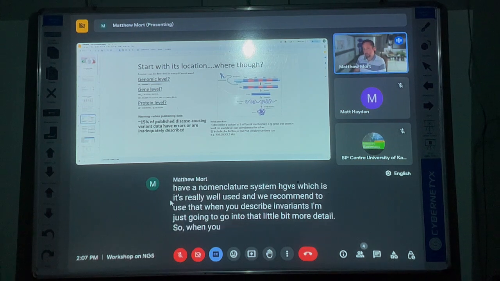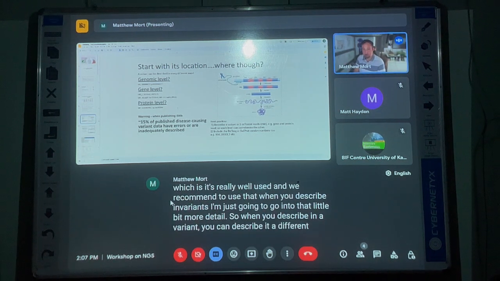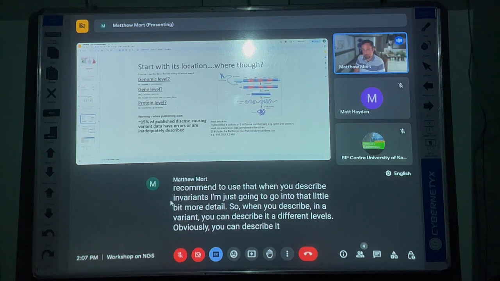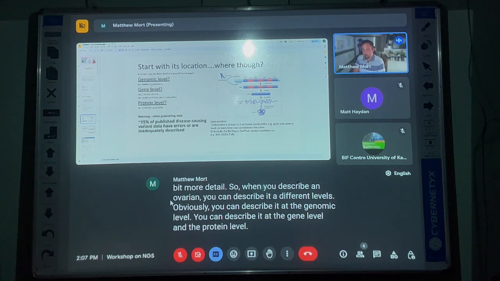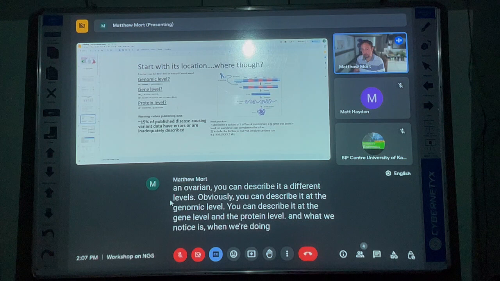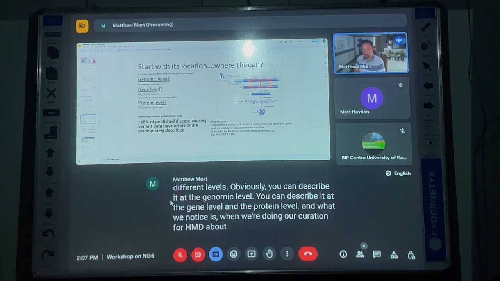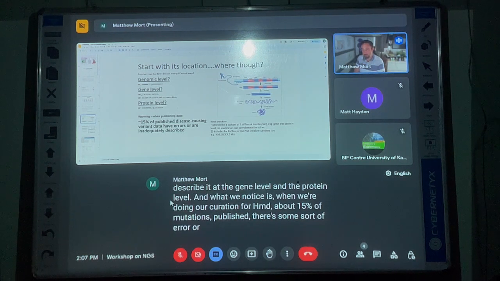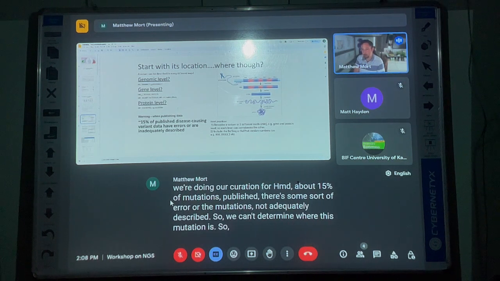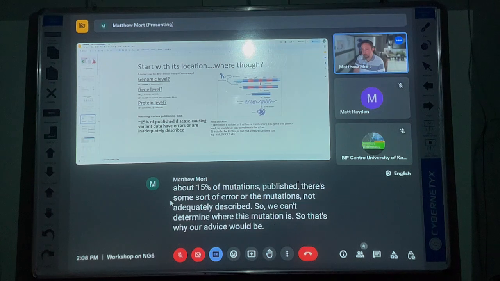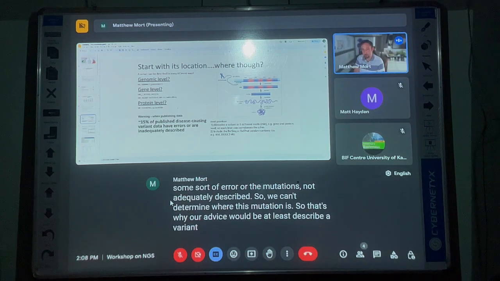So when you describe a variant, you can describe it at different levels. Obviously, you can describe it at the genomic level, at the gene level, and at the protein level. What we notice when we're doing our curation for HGMD is that about 15% of published mutations have some sort of error, or the mutation's not adequately described, so we can't determine where this mutation is. So our advice would be to at least describe a variant at two different levels.